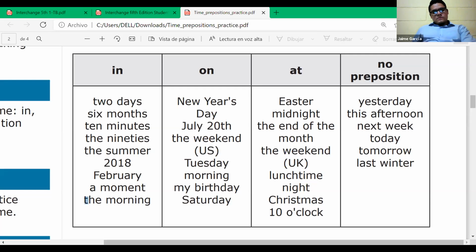And the morning, at, because within a period, a fixed period. Okay. Specific, yes, thank you.